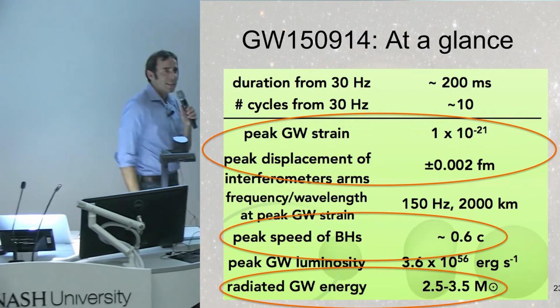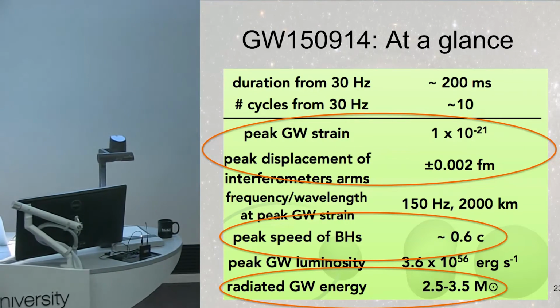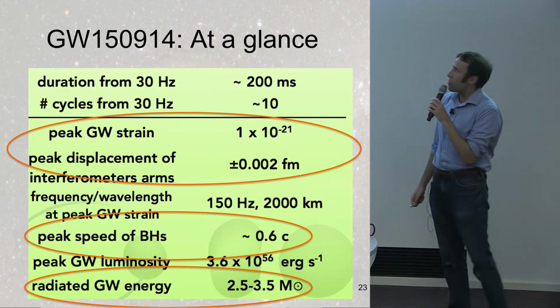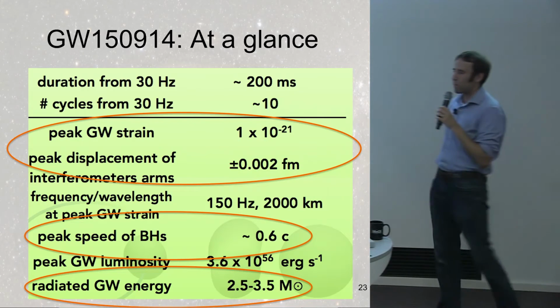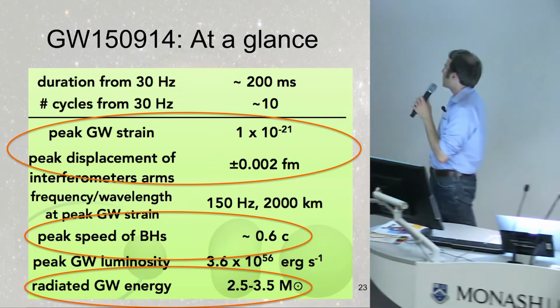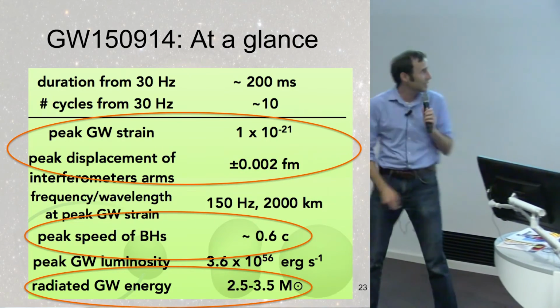At its peak, the merger produced a gravitational wave strain of 10 to the minus 21, which displaced the mirrors of the interferometer by 2,000ths of a femtometer. I mentioned the peak speed of the black holes was about 60% the speed of light.